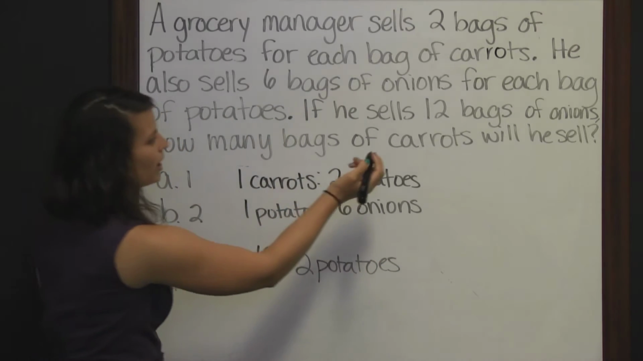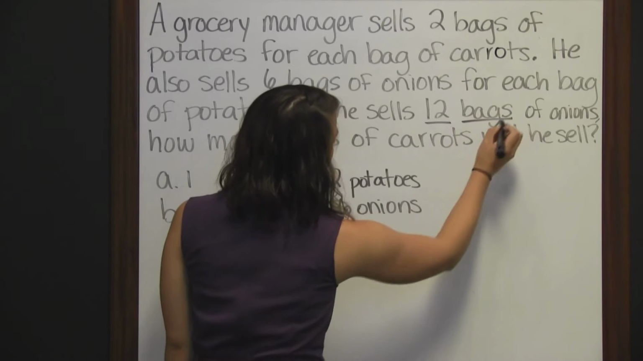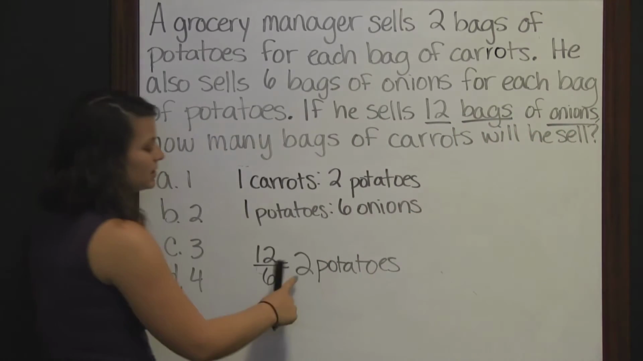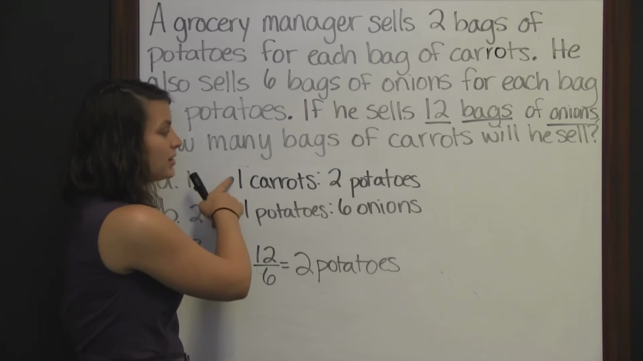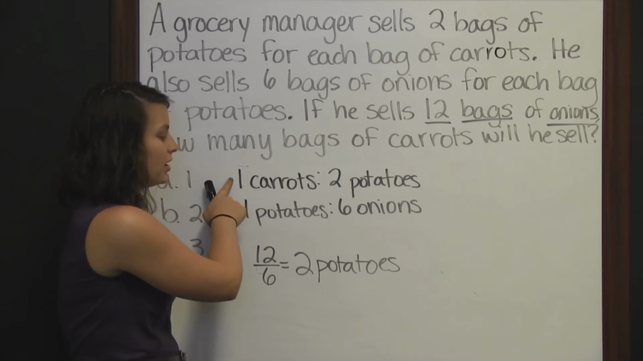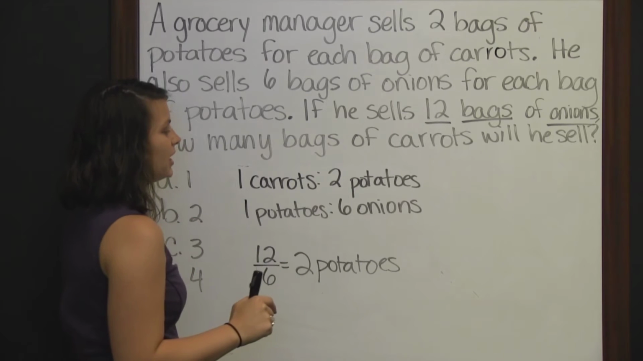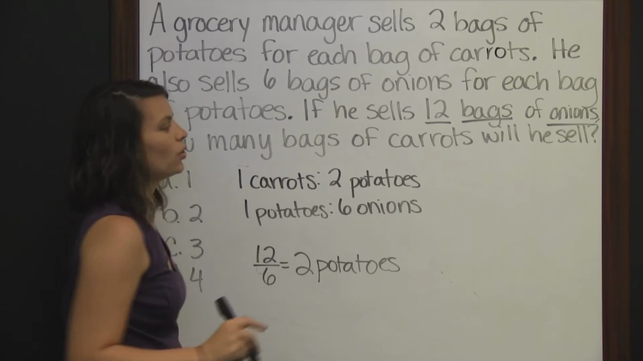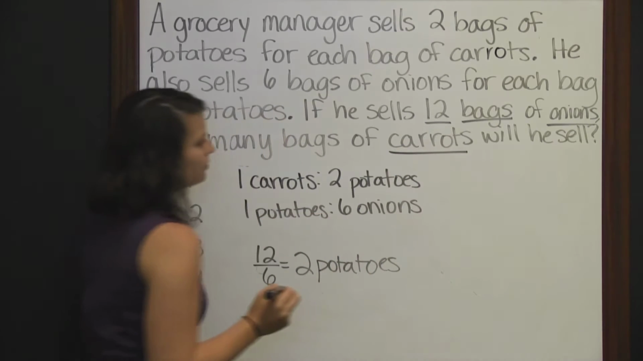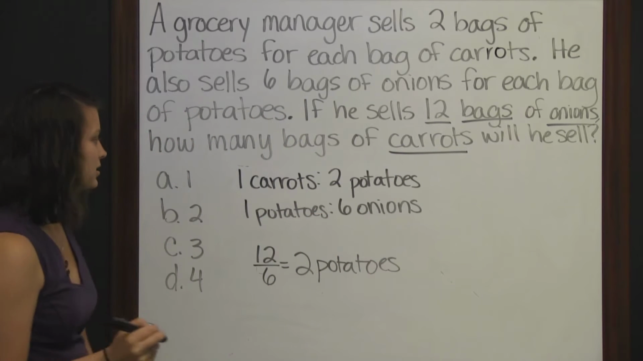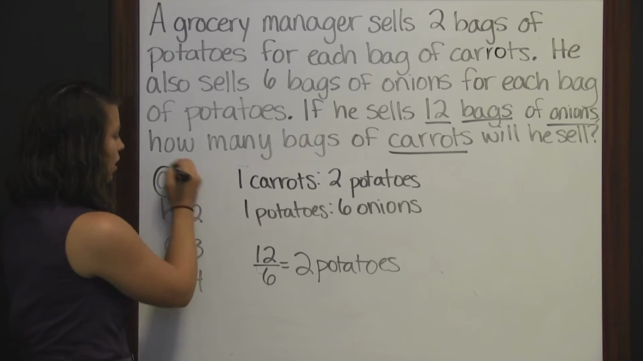If he sold 12 bags of onions, then that means he sold 2 bags of potatoes. And if we go back to that information we were given, if he has sold 2 bags of potatoes, then that means he sold 1 bag of carrots, which is what they asked us to find out. How many bags of carrots? And the answer is 1.